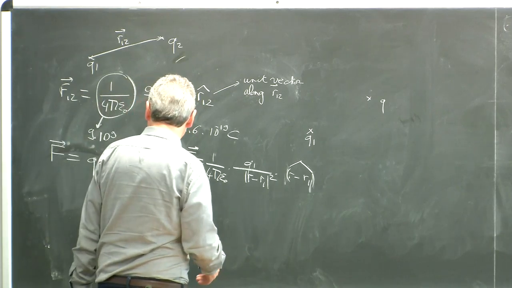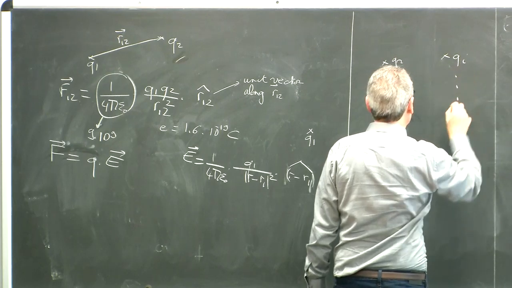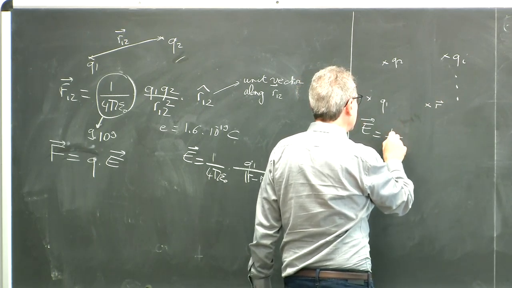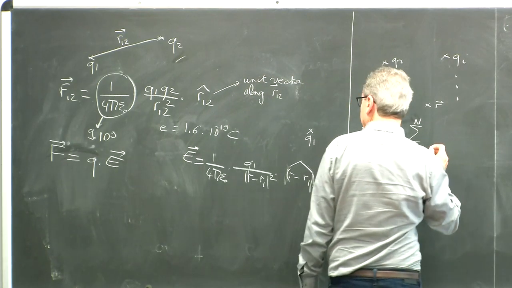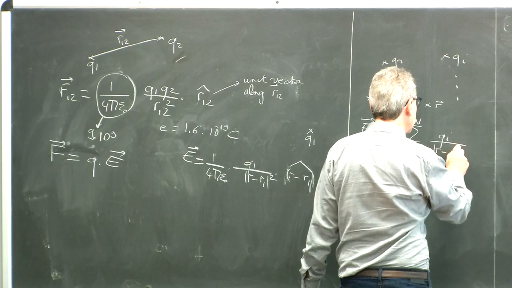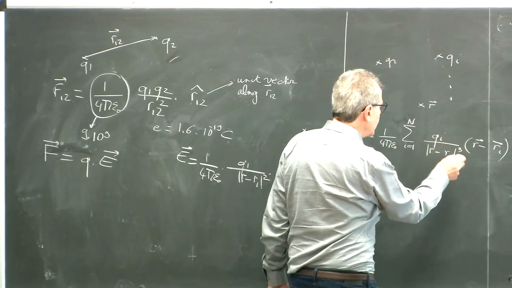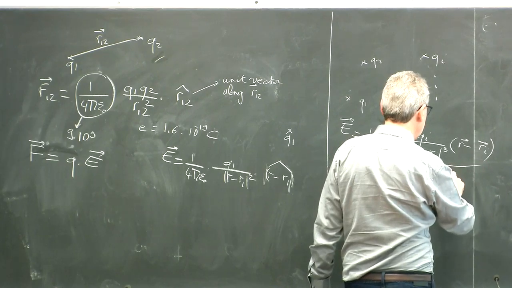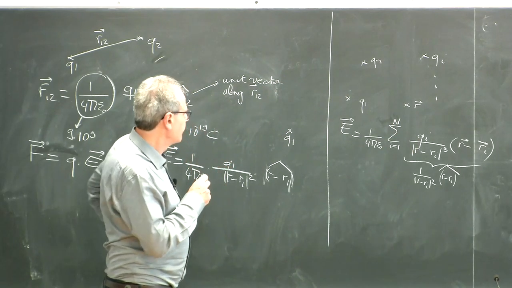Okay? Now, if I have many charges, Q1, Q2, Qi, etc., the electric field created at a certain point R is given by 1 over 4 pi epsilon 0, sum over i equals 1 to n, if I have n charges, of Qi over |R minus Ri| cubed times the vector R minus Ri. Or you can also write it as 1 over |R minus Ri| squared and the unit vector of R minus Ri, but this is a bit easier to write. Okay.